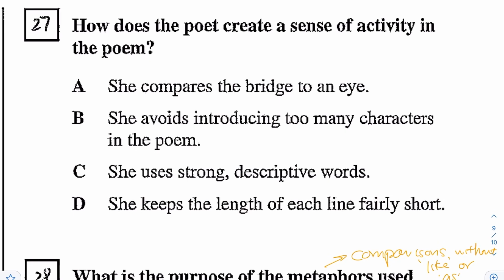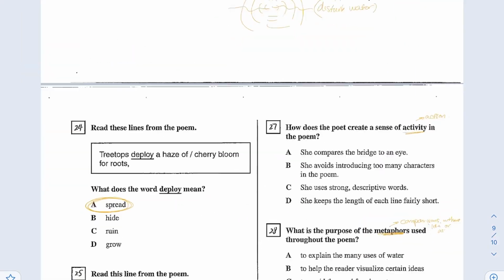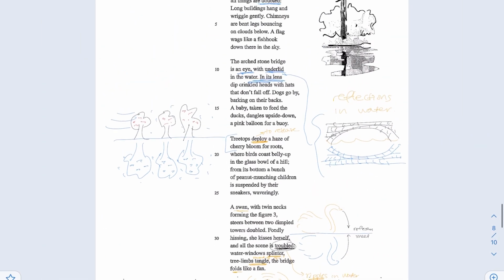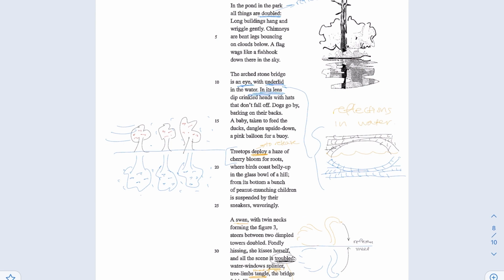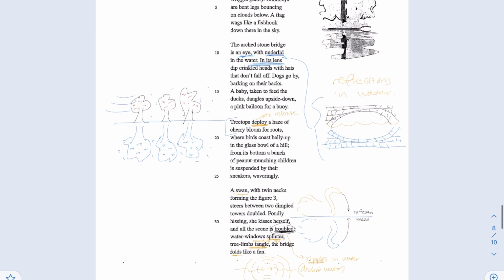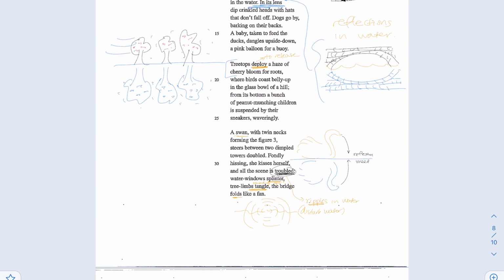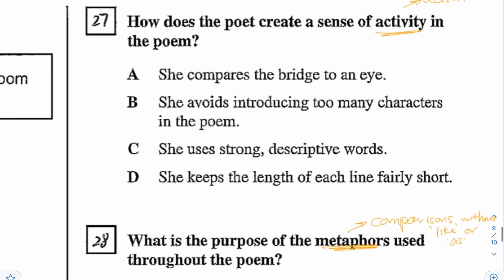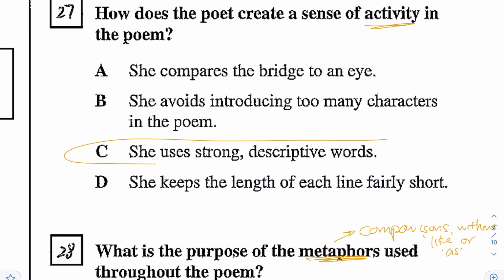Next, for 27, how does the poet create a sense of activity in this poem? So activity is like action. So here, again, to think about this action here, because really what's happening is she's describing just a reflection. Not much is happening. Okay, trees are fluttering in the wind. The swan is just dipping its head into the water. But what she's doing is she's using strong descriptive words to elicit this idea of action. Lots of things are happening. It's not introducing characters here. She does compare the bridge to the eye, but that's not action.